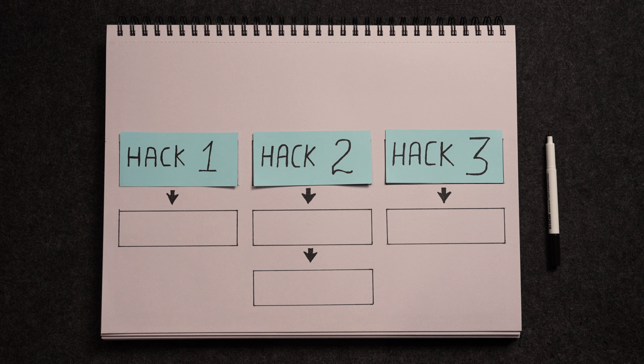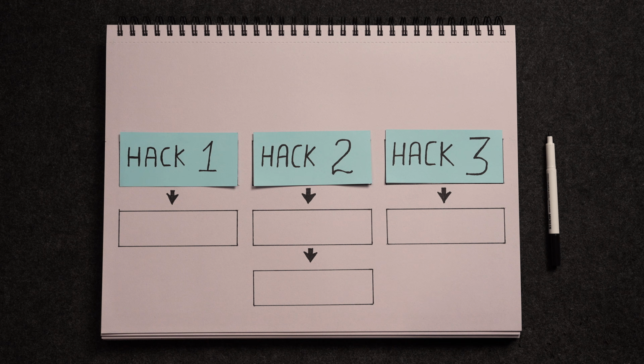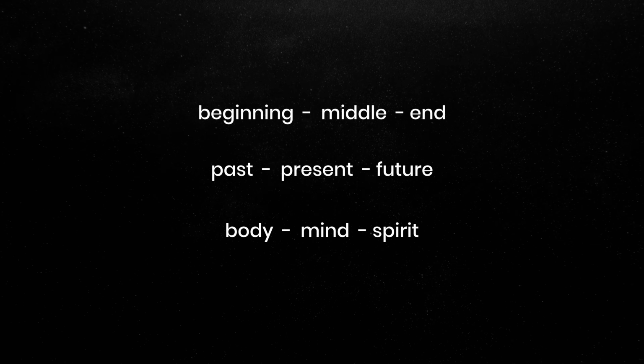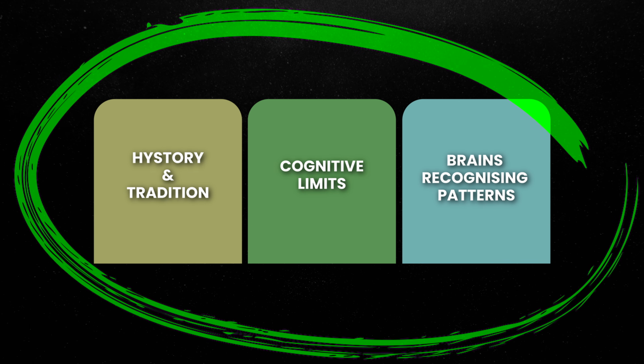But why? Our minds work best when information is split into 3 parts, as the brain can track it without overload. And we see the pattern of 3 everywhere, so we are used to it. Beginning, middle, end. Past, present, future. Body, mind, spirit. Even Sheldon is knocking 3 times at the door. It's a mix of history and tradition, our cognitive limits, and how our brains recognize patterns.